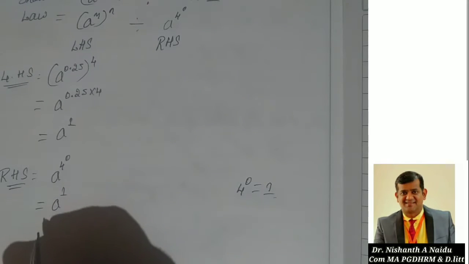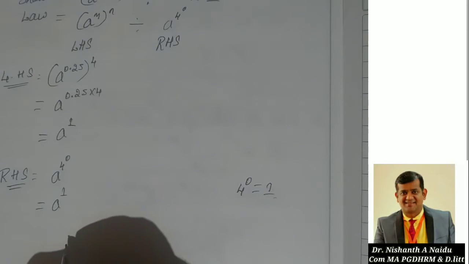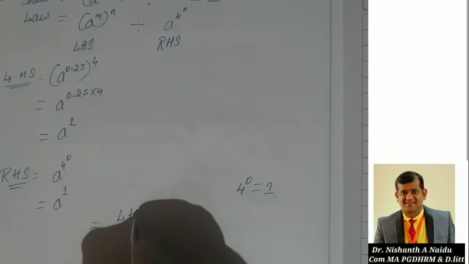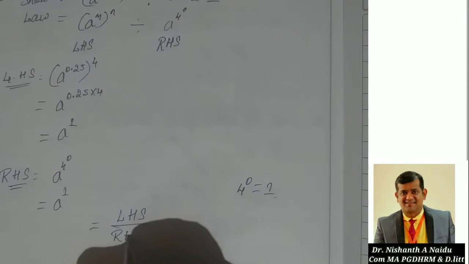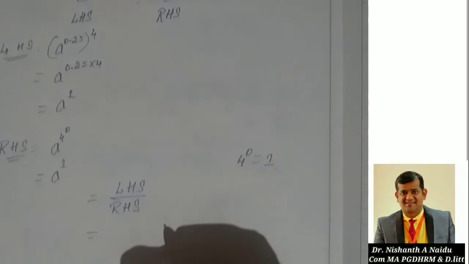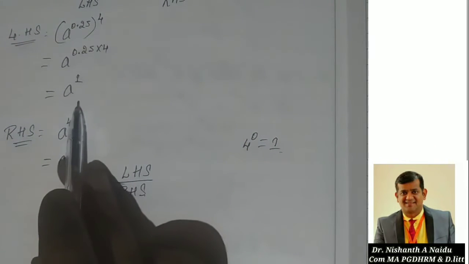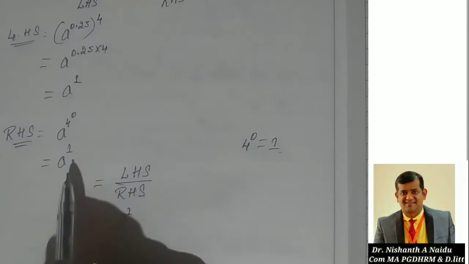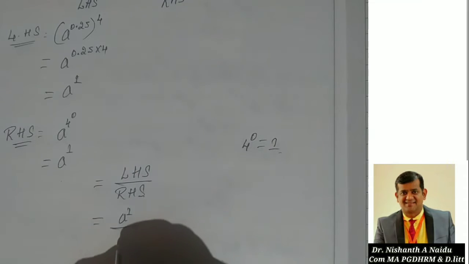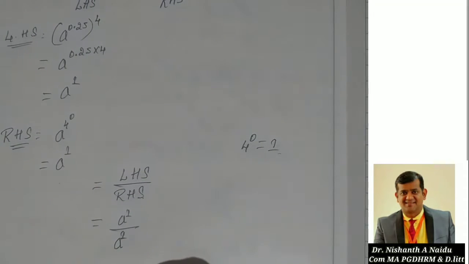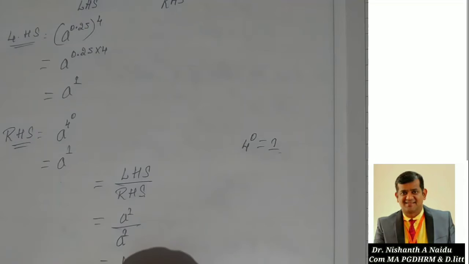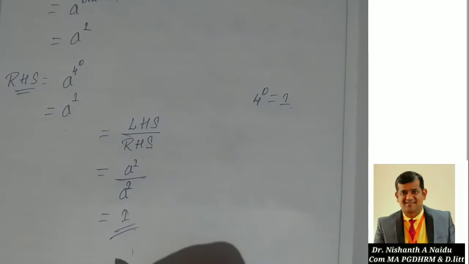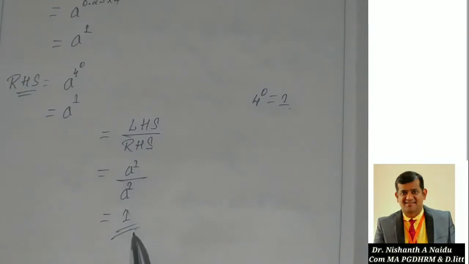Okay. So what I can do is now, I'll write it here. LHS divided by RHS. So what is the answer you got from LHS? A to the power 1, correct? A to the power 1 divided by, what is the answer you got from RHS? A to the power 1. So a to the power 1 divided by a to the power 1 is equal to 1. So I have proved that as they have asked. So we have to show that. So we have shown and proved it.